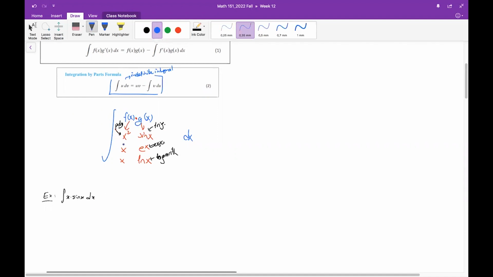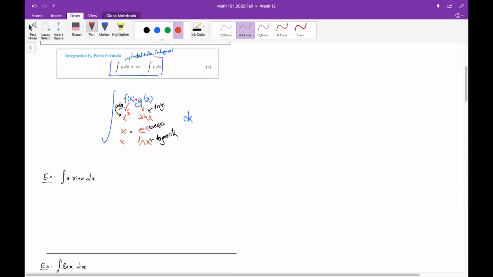Or you may have just an inverse trigonometric function, where you can think of f of x as just 1, g of x is arctangent x, or you may have just ln x, where again f of x is 1 and g of x is ln x. So what I try to emphasize is, if you have products of two different types of functions where the types come from polynomials, trigonometric functions, exponential functions, logarithm functions, also inverse trigonometric functions, you may think of integration by parts.